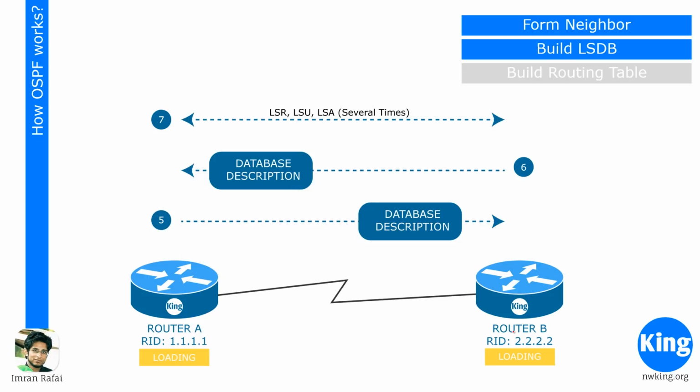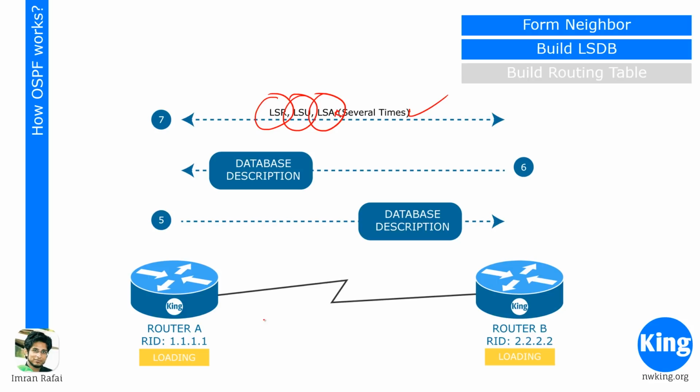Once that happens, we discussed link state request, link state update, and link state acknowledgement, right? Depending on how many LSAs they have to exchange, it would send a link state request. Then the other device would send a link state update back, and the first device would send a link state acknowledgement saying, I have received it. This goes on for as many times as they want the LSA exchange. Once all the LSAs are exchanged, they go into a state known as full.